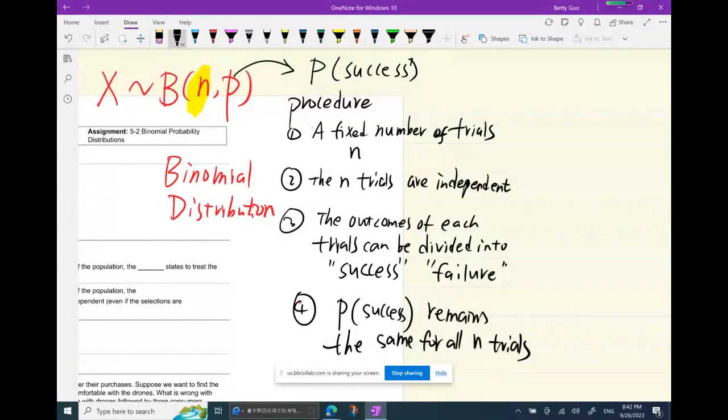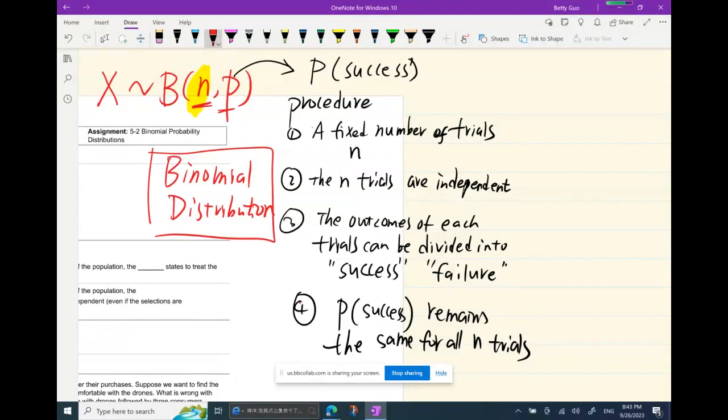So if we have a procedure that satisfies the following 4 conditions, then the procedure is a binomial distribution. Okay? There are 2 very, very important parameters about a discrete random variable that is binomially distributed: n and p. N here is the number of trials. P here is the probability of success.